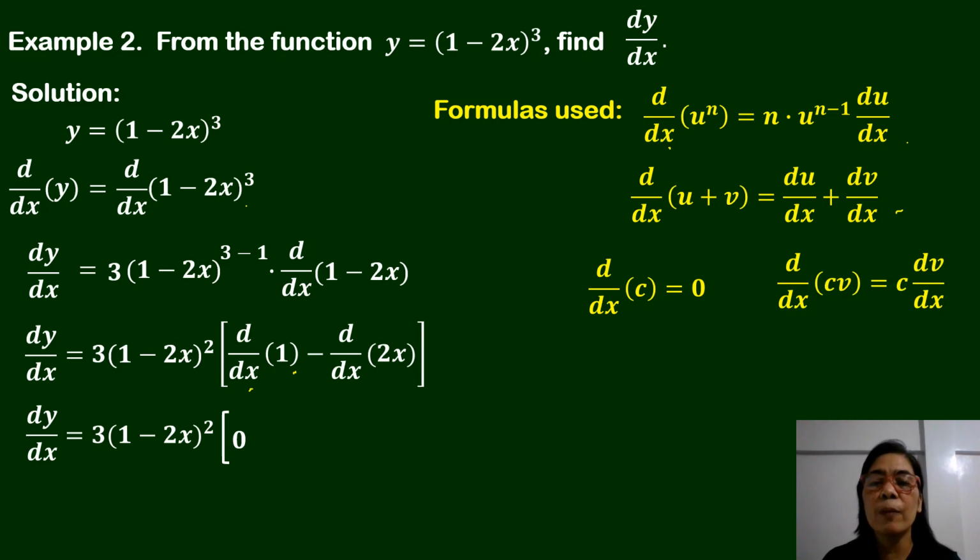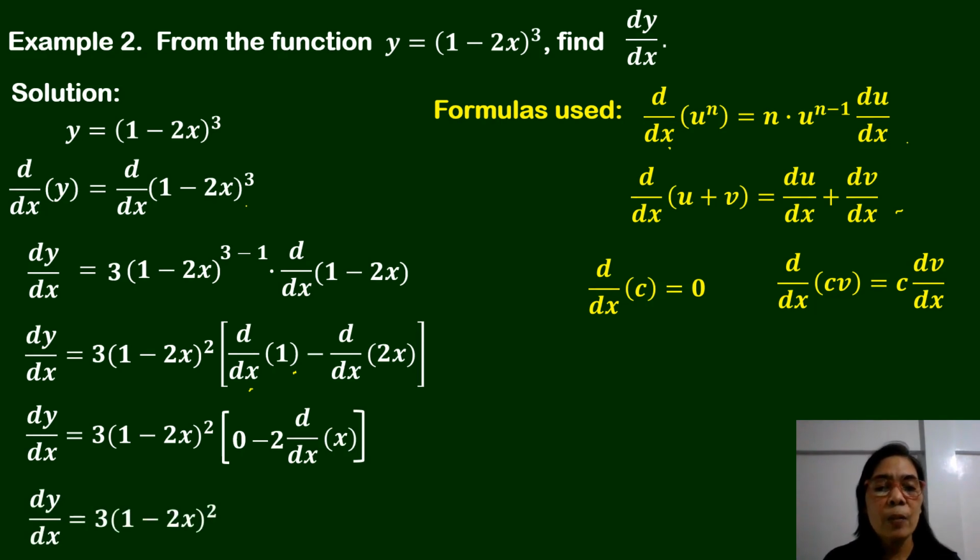So we apply the formula for the derivative of a product with a constant factor, where we just have to factor out the constant. We have minus 2 times the derivative of x with respect to x. So we simplify further. We have here 0 minus 2 times, we know that the derivative of x with respect to x is equal to 1. And so finally, we have the derivative of y with respect to x is equal to negative 6 times the quantity 1 minus 2x raised to 2.